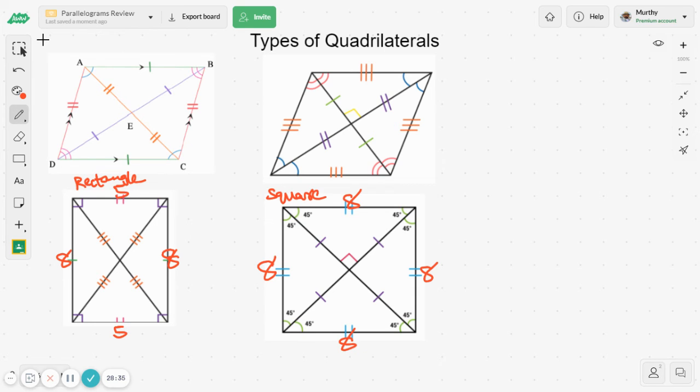And again, what does rhombus mean? In a rhombus, all the four sides are equal. So how is it different from a square? In a rhombus, the corners are not at 90 degrees. That's the basic difference between a square and a rhombus. In a square, the corners are at 90.